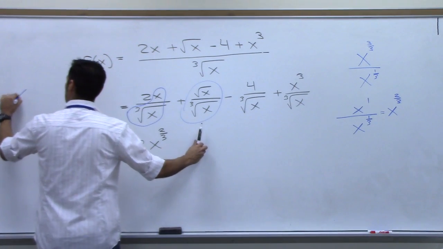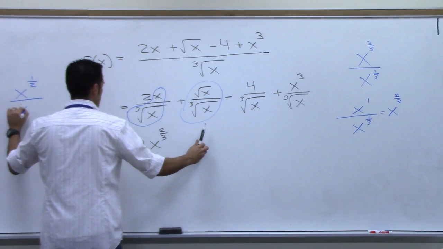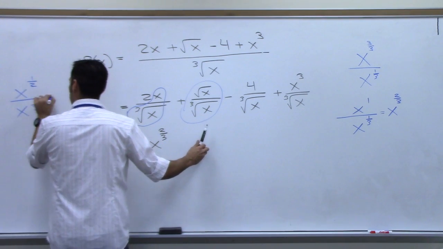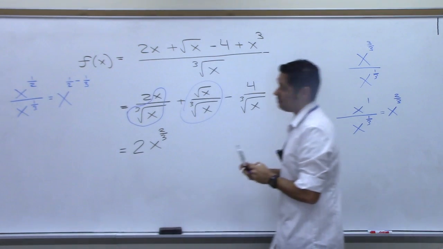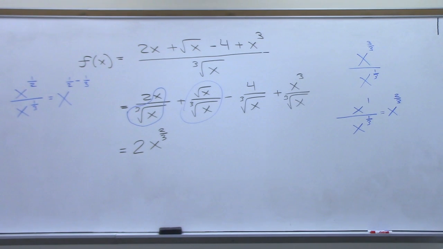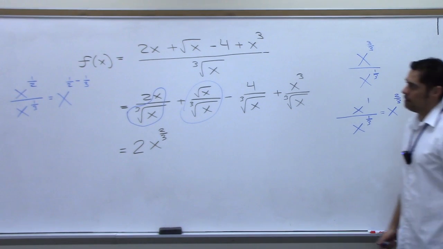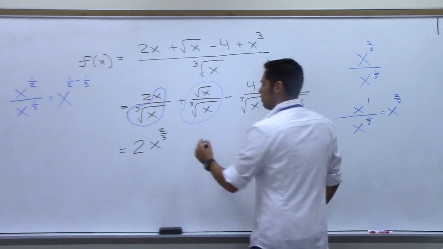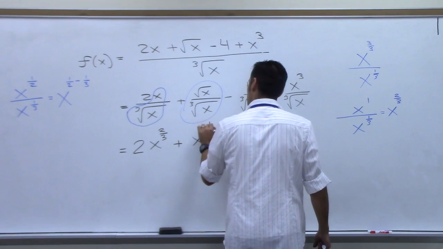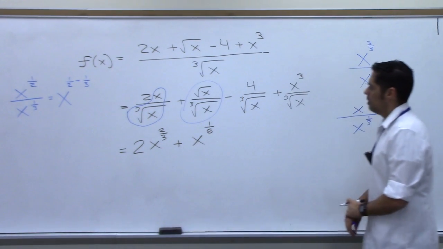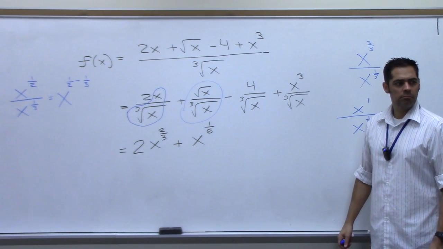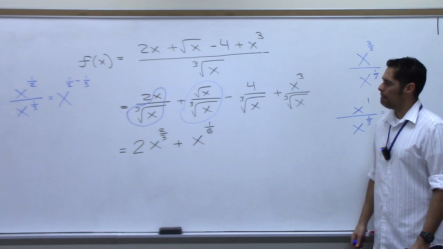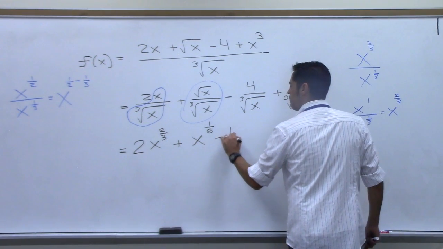This is x to the 1/2 over x to the 1/3. This is x to the 1/2 minus 1/3, which is 1/6. Common denominator, put it together. So plus x to the 1/6. So minus 4, that's what's here, right?